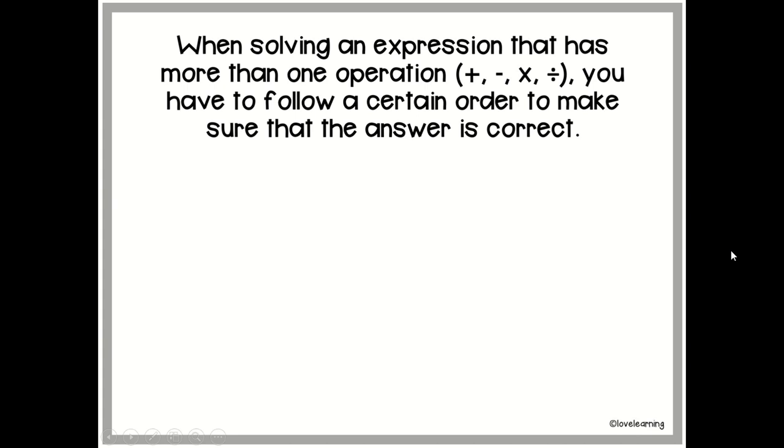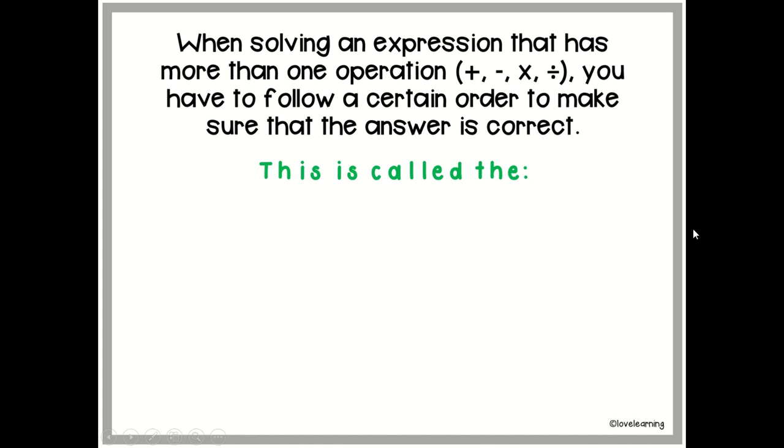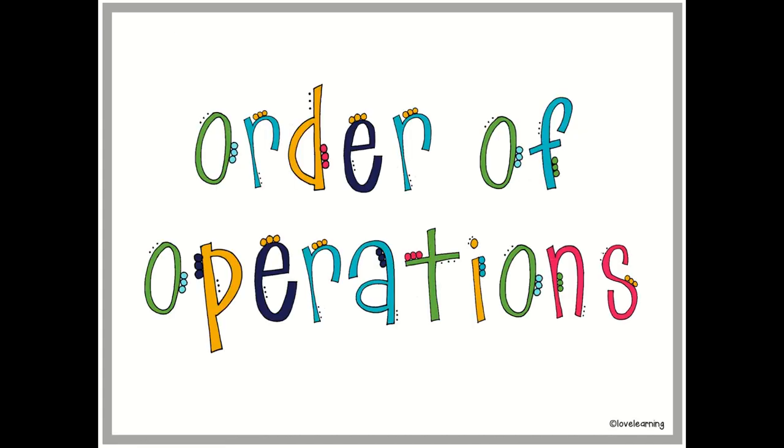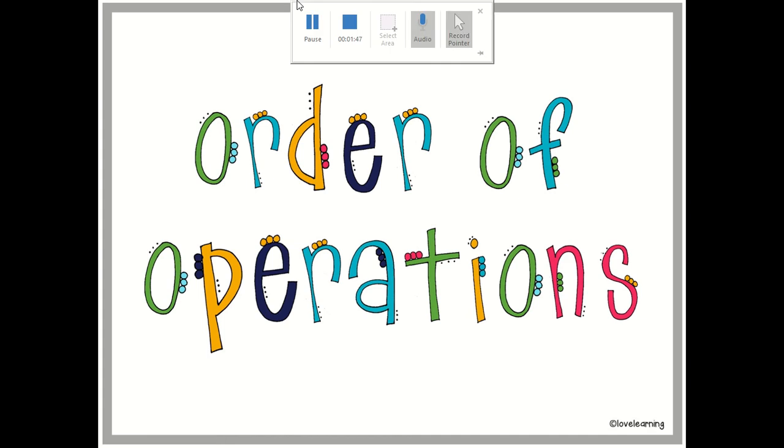There's actually a certain order that you must take when solving expressions with more than one operation. So if your expression has multiplication and subtraction, or division and addition, or even several different operations, you have to solve it in a certain order. Can anyone tell me what this is called? It's called order of operations.